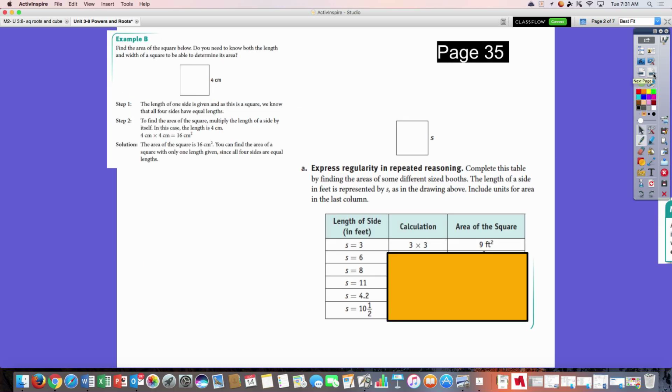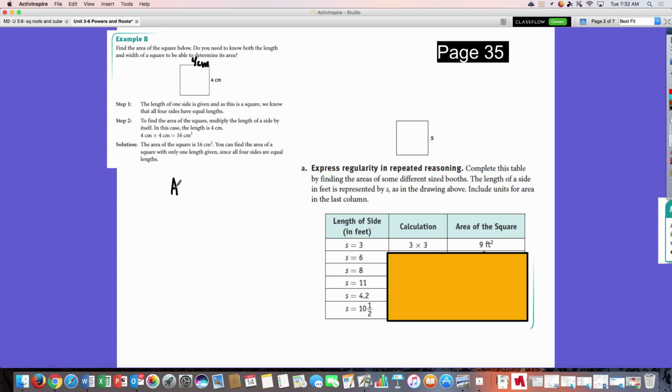Let's hop over to page 35. Here's one where they say find the area of the square below. If we know it's a square and this side's 4, how big is this side? That's right. I couldn't trick you. 4 centimeters. So the length of one side is given. It's a square. It's 4 equal sides. They want to know the area.